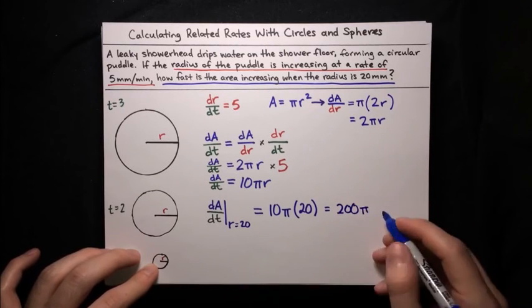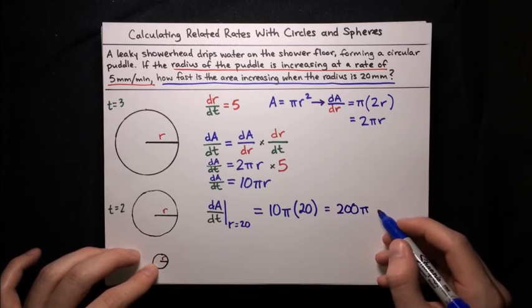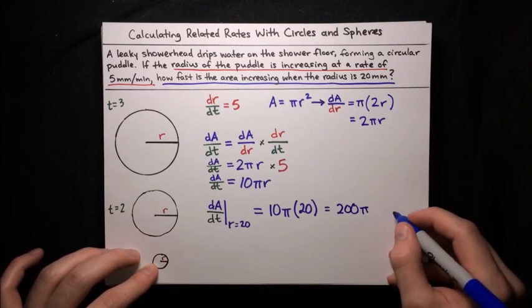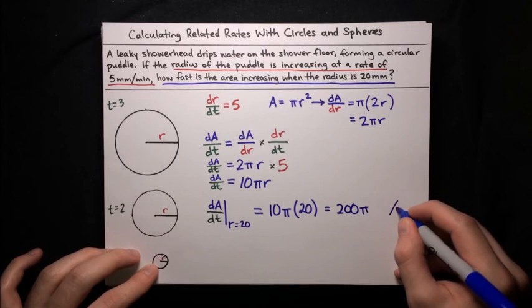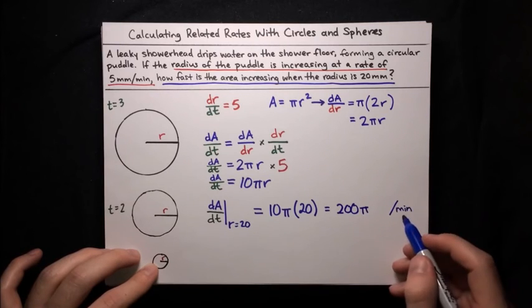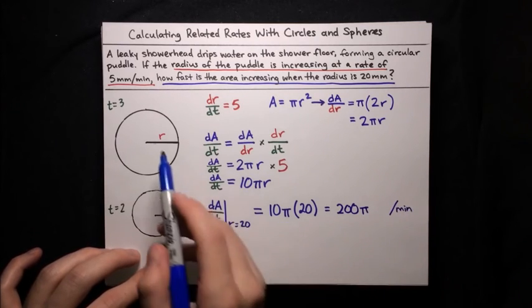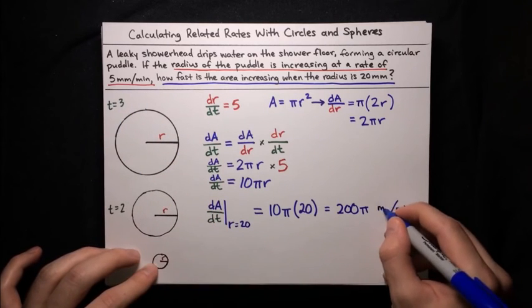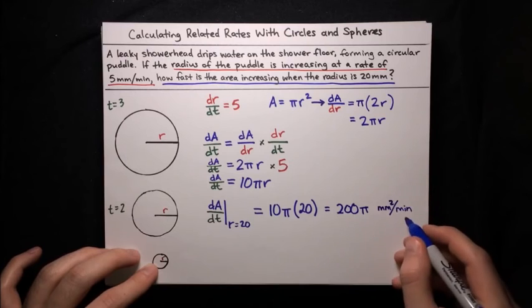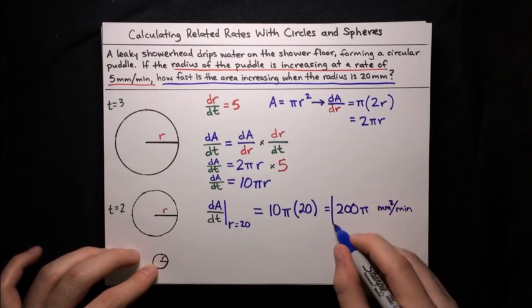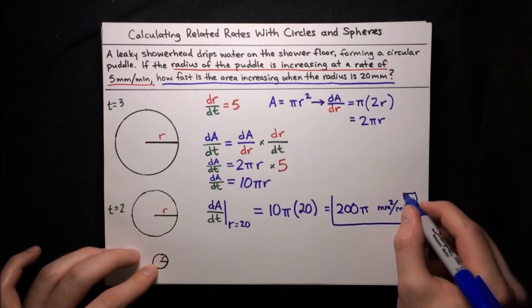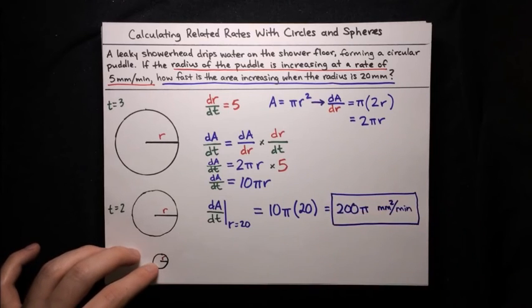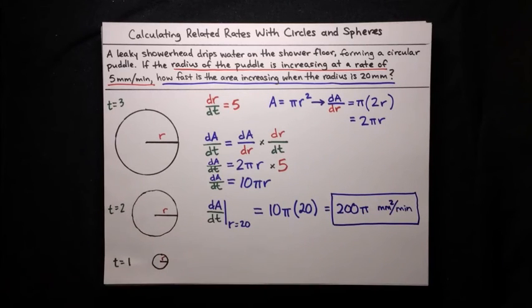And what are the units on that? Well, it's unit area per unit time. First of all, we know that time is just in minutes. And what's the unit area? Well, we know that the unit distance is millimeters, and area is just distance squared, so millimeters squared per minute. So there we go, 200 pi millimeters squared per minute. That is how fast the area of the circle is increasing when the radius is 20 millimeters. So there we go, we're done.